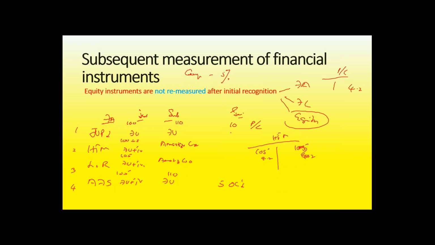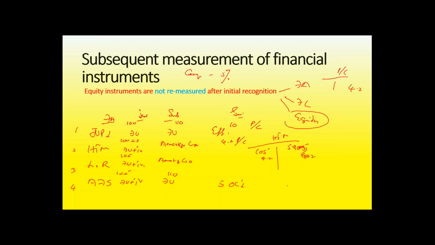So instead of the normal gain going to the P&L, here it will be 4.2 going to the P&L. That is the effective rate. And then you will get from that particular investment the coupon rate. Let's assume you get 5. So when you get 5, you debit cash and credit the HTM with the 5.